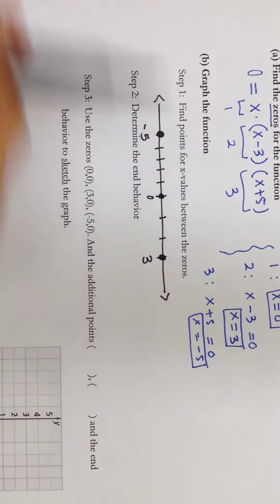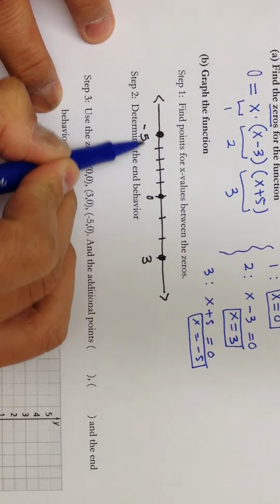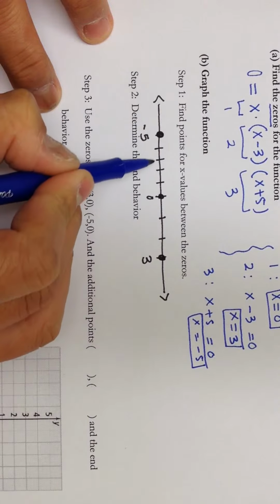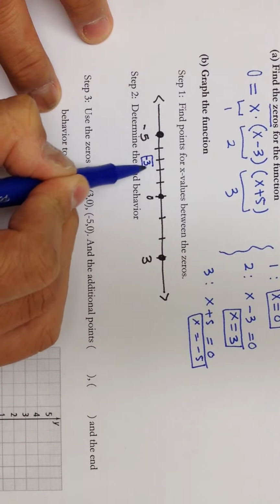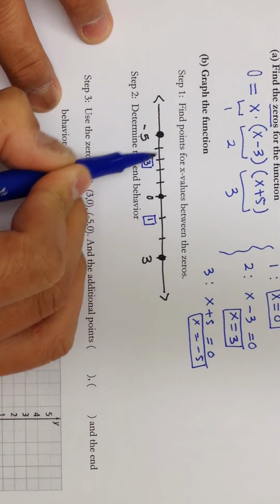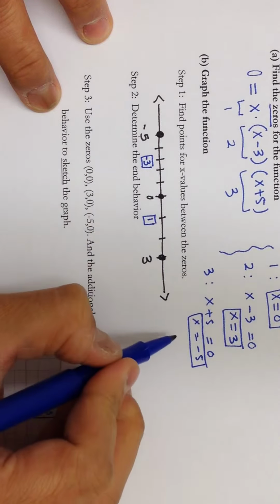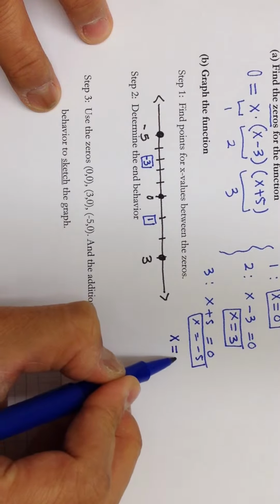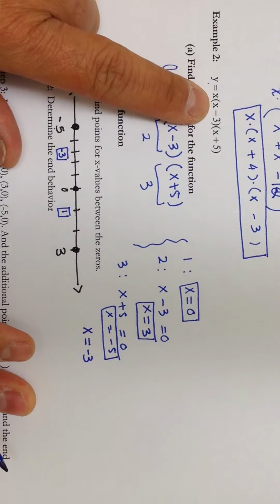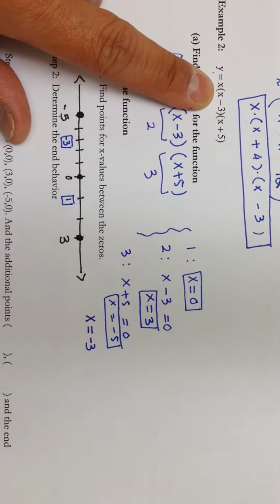Those are the zeros. I would like you to pick one x value between negative 5 and 0, and one x value between 0 and 3. So let's choose negative 3, and let's choose 1. For each x value chosen, go ahead and find the point. To find the point, we take each of the chosen values and plug it into the original function to calculate the y value, and that's how we write the point.